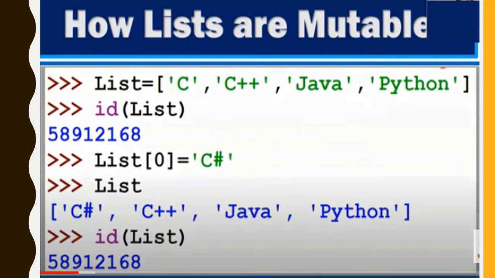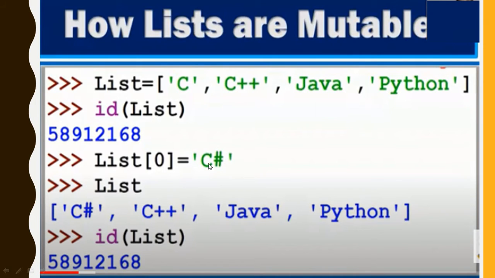Now the question comes, how are lists mutable? You can see here the example given. List: there are 4 programming language names given under quotes: C, C++, Java, Python. If I give the ID of the list, that is the identity, some address is displayed ending with digits 168. If I want to see list of 0, at present there is a C. You can see here list of 0, list of 1, list of 2, list of 3.